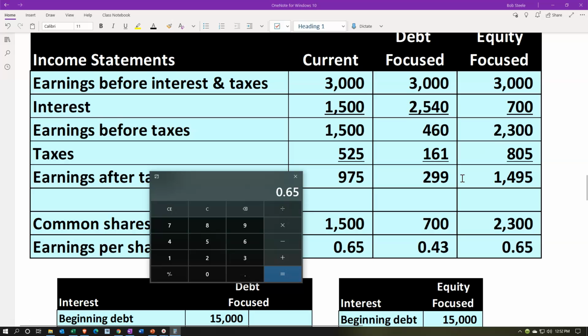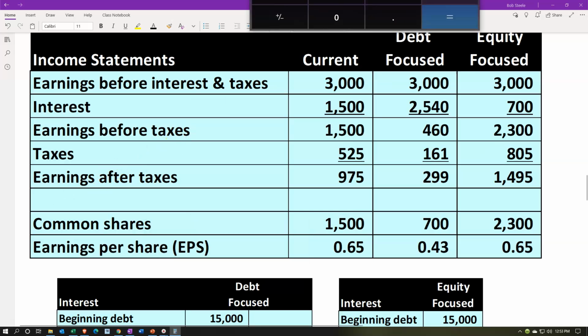So obviously the equity side of things has the biggest net income. The question is, now thinking about how we have to distribute that over more shareholders. So how does this stand from a per unit basis that is outstanding? So if we did this for the debt focused, we have the 299 divided by the 700. That's going to give us the 0.43. And then on the equity plan, we've got the 1495 divided by the 2300. That's going to be the 0.65 or 65 cents.